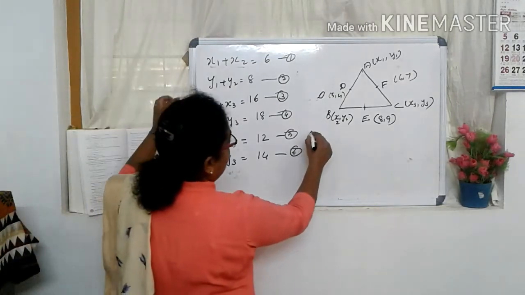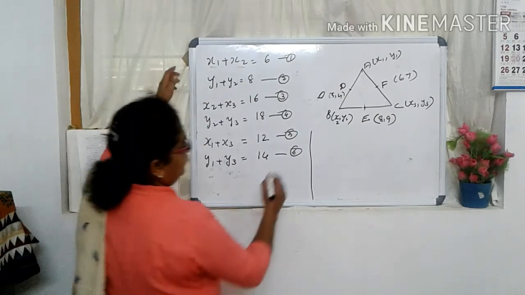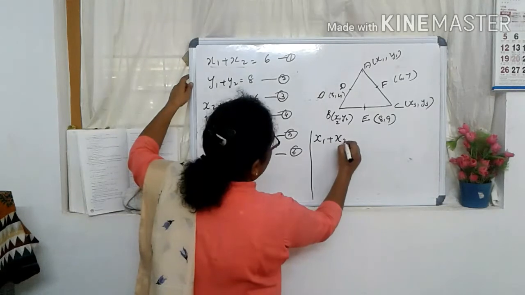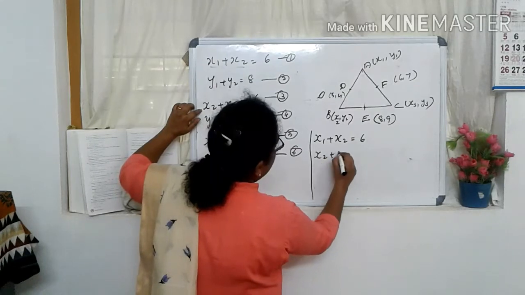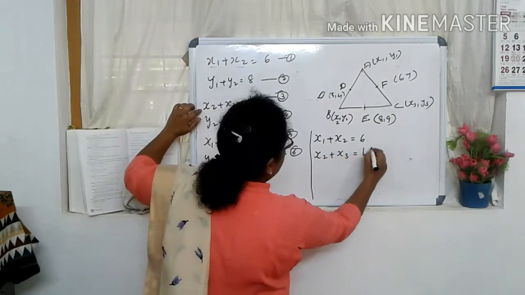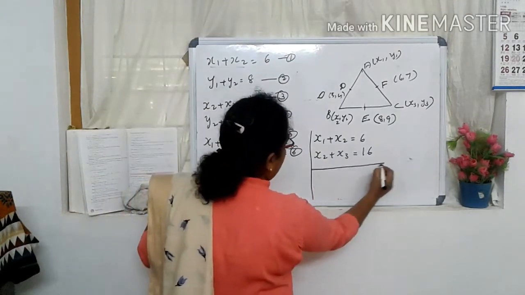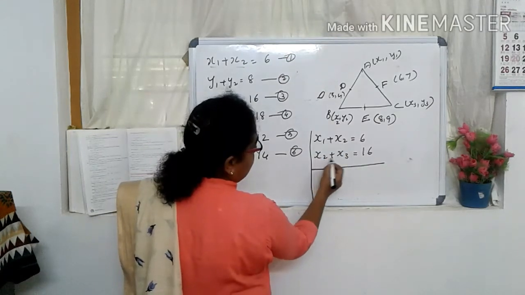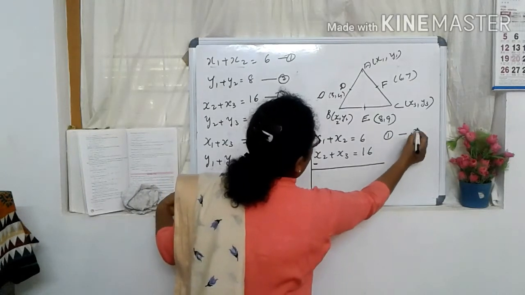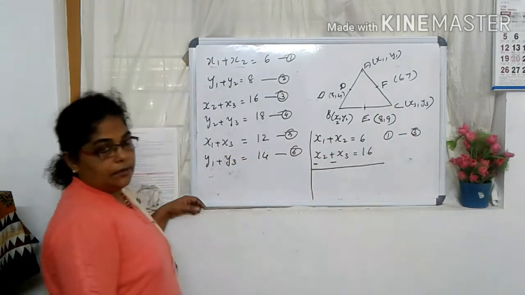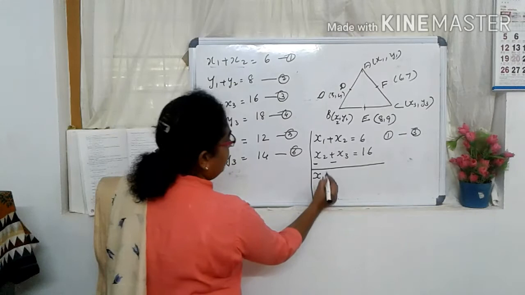First we are using the x coordinates: the first, third and fifth equations. The x coordinate equation x1 plus x2 equal to 6, then x2 plus x3 equal to 16. Now, while subtracting, what are we getting? Here x1, x2, and this is x2, x3. Equation 1 minus 3, so the plus sign is changing to minus. Here x1, and there is no x1 in the other, so x1 will remain as x1 itself.